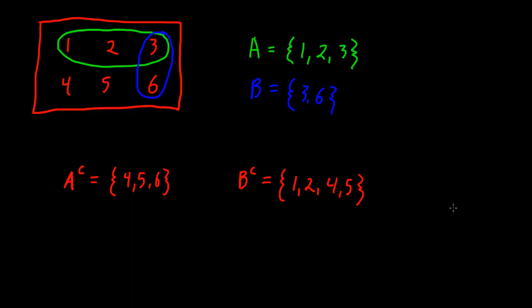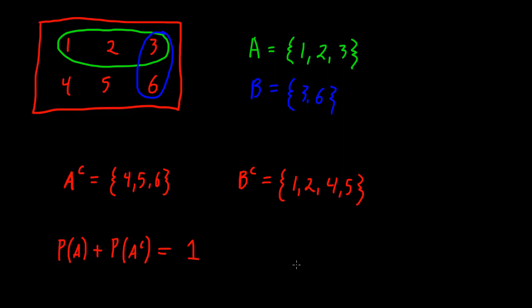Now there's one rule associated with complementary events, and that is if we look at the probability of A, so we say the probability of A happening plus the probability of A complement, that sum, the total probability there, is always equal to 1.